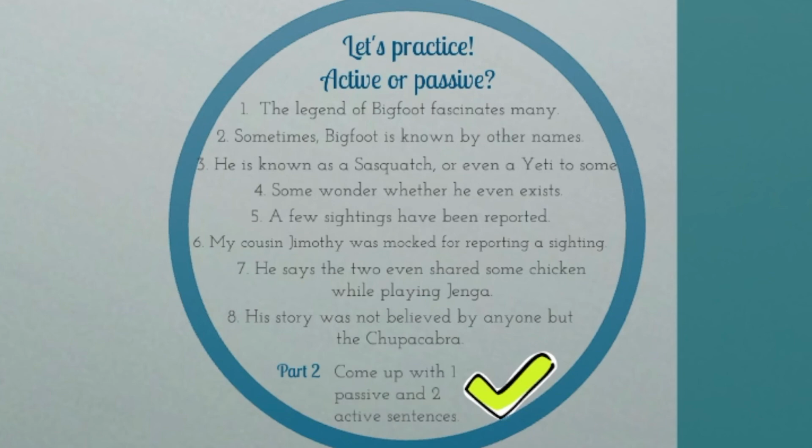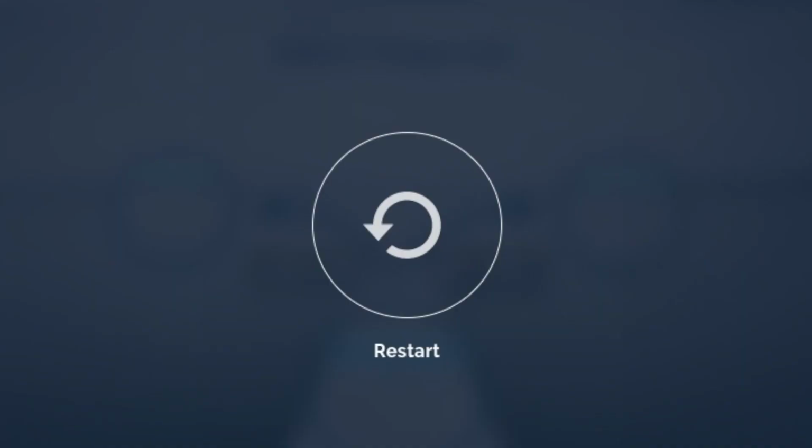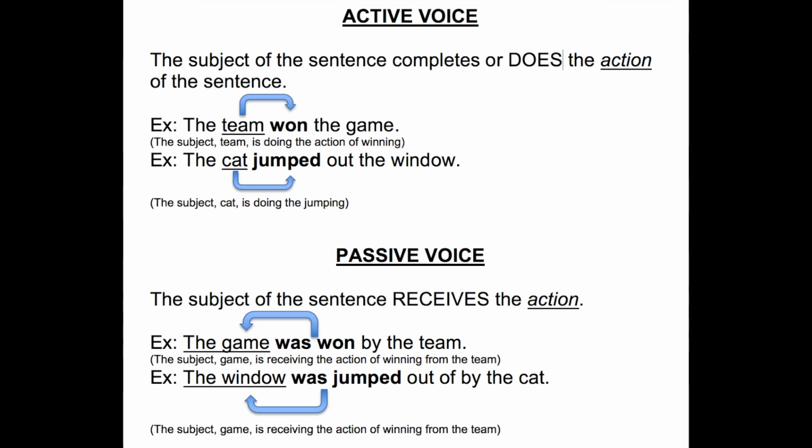Here, you're going to come up with some examples of active and passive voice sentences of your own. Remember, passive voice sentences have helping verbs with the main verb. So in review, active voice has the subject doing the action. Step 1 to find active voice is look for the subject, look for the verb, and ask yourself, is that subject doing the verb? The team won the game. The cat jumped out of the window.